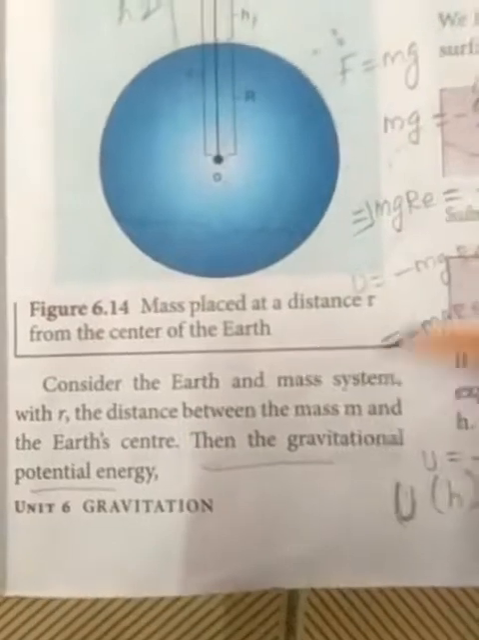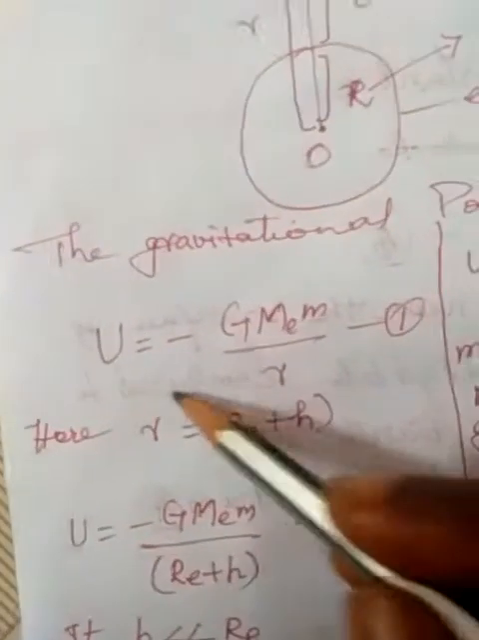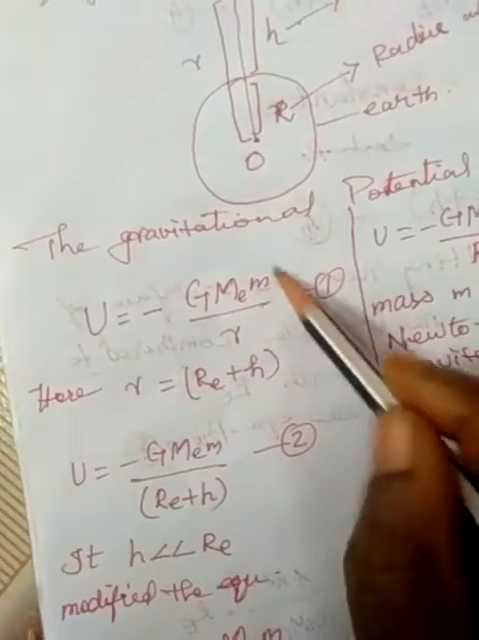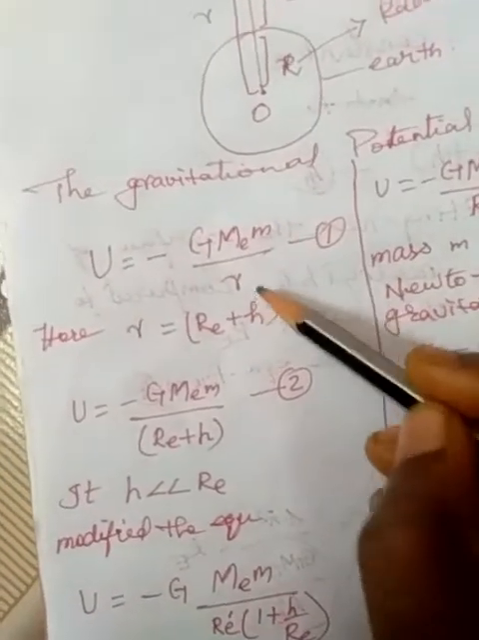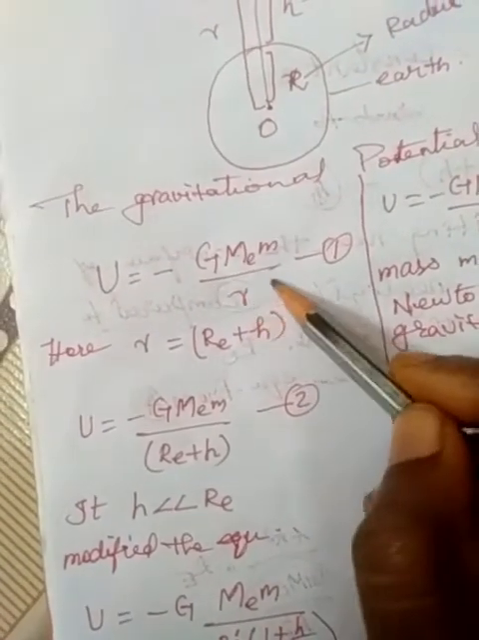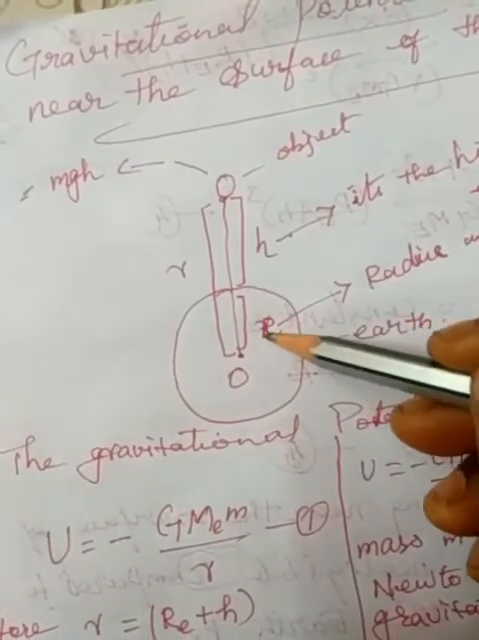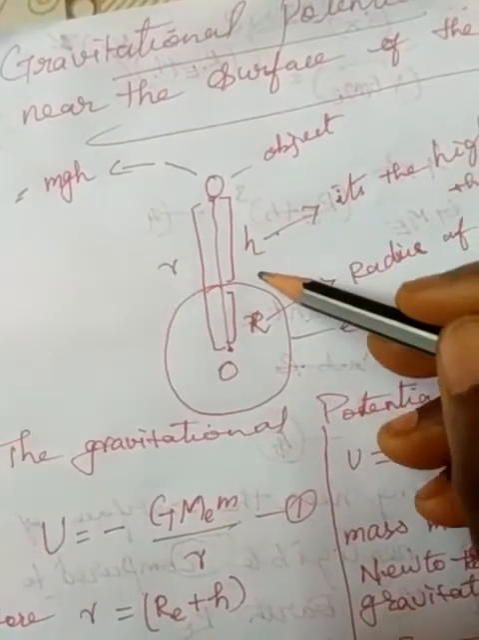You know that the gravitational potential energy is U equals minus G times the mass of the earth and the mass of the object divided by r. This is the universal gravitational formula, you know that, right? Now the r value we have to change. How is the r value changed? In the diagram, the center to the surface is R, and next there is the height of the object, h.